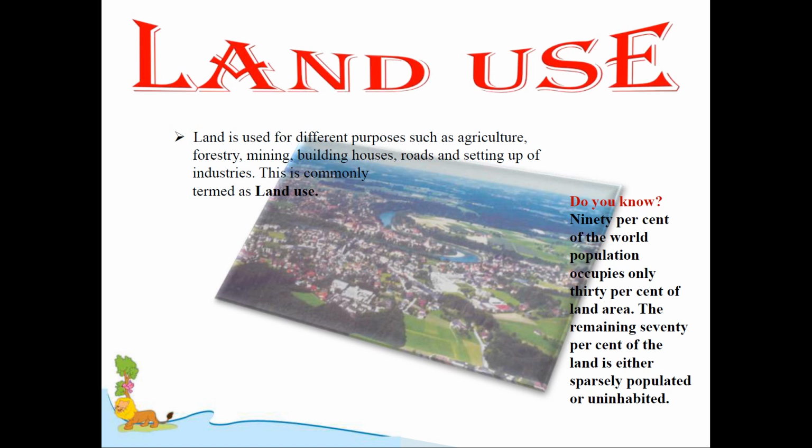Okay, so let's see one interesting fact for you. 90% of the world population occupies only 30% of land area. 90% population, only 30% area. The remaining 70% of the land is either sparsely populated or uninhabited. Means, you know very well, more than 70% of the earth is water, and land is very less. And if you count that land as 100%, then you will come to know that only 30% of it is where people are living. And what about the other remaining 70%? It cannot be inhabited because of the reasons that we have seen: forest, steep mountains. So you might have understood what is land use.